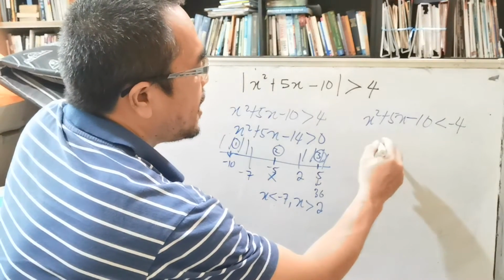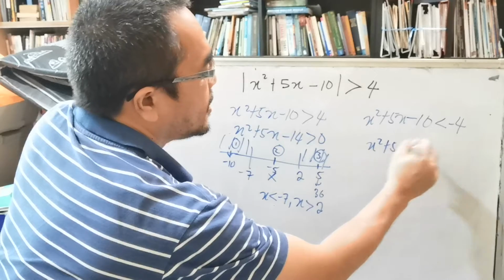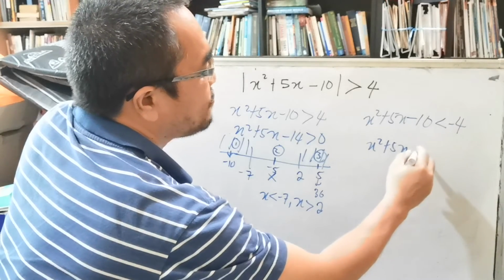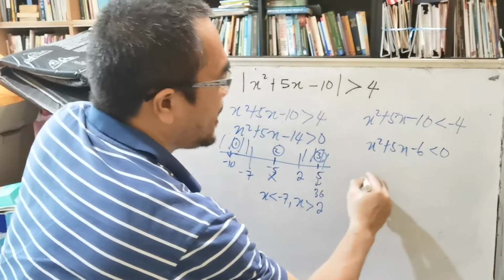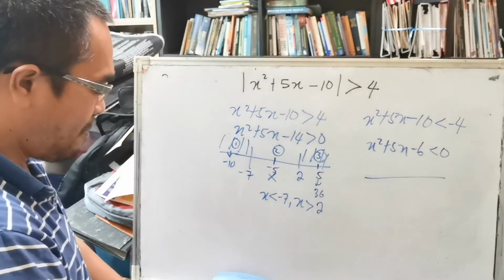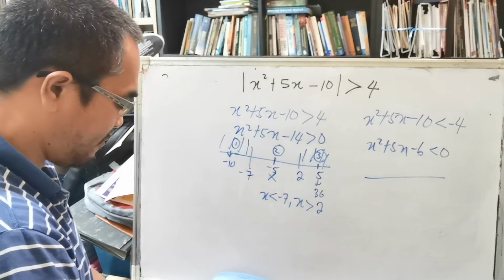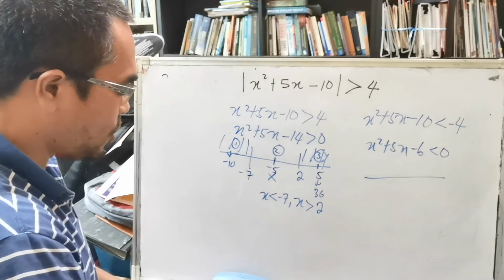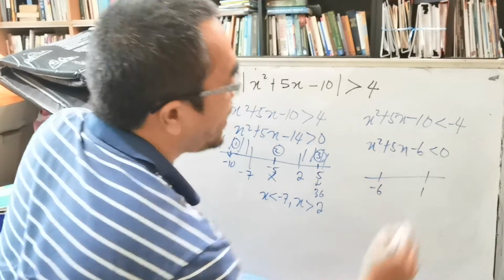Now let's do the second one. Negative 10 plus 4 will be negative 6 less than 0. Again, we draw number line. A will be 1, B is 5, C is negative 6. So 1 and negative 6, negative 6 and 1.